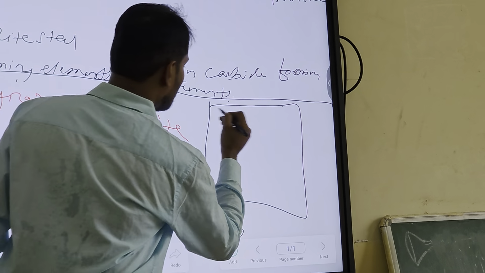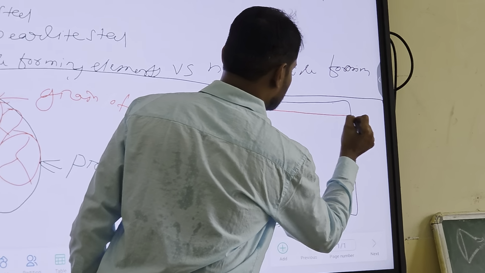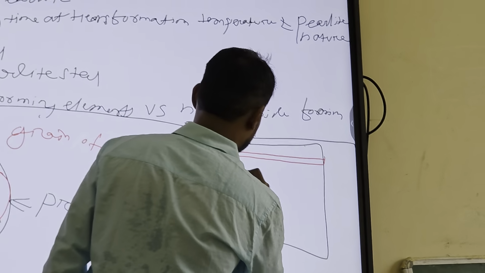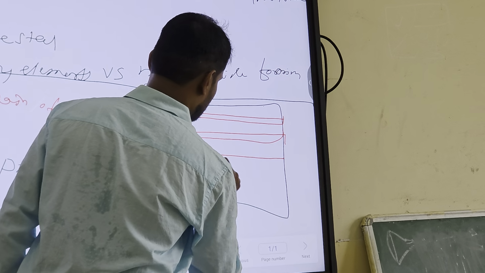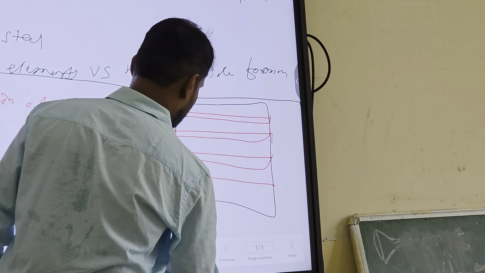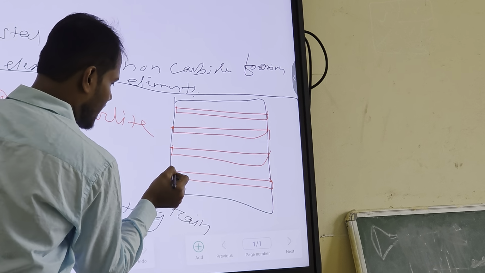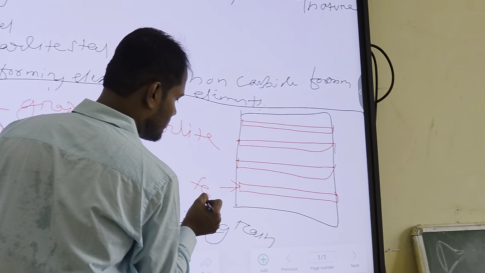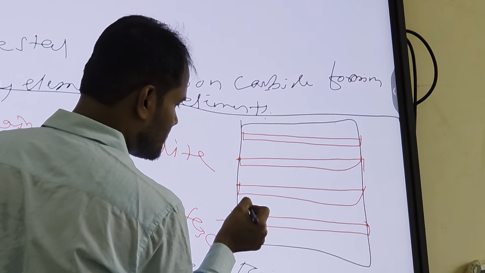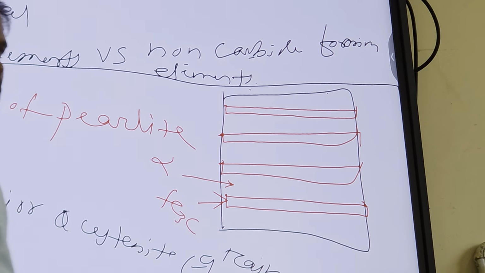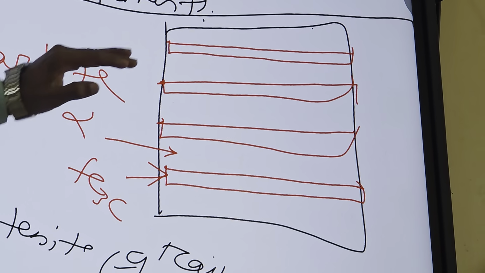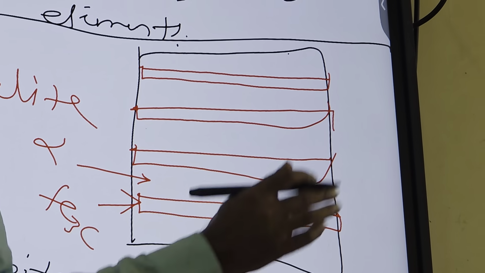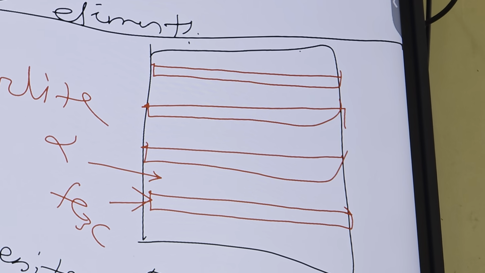Imagine a situation. Suppose these red regions are Fe3C, and this region is alpha ferrite. Like alternate layers of ferrite and cementite are there in pearlite. First of all, you understood what is actually lamellar spacing.